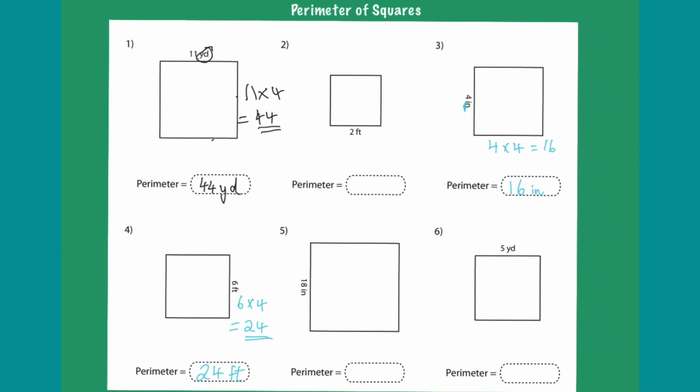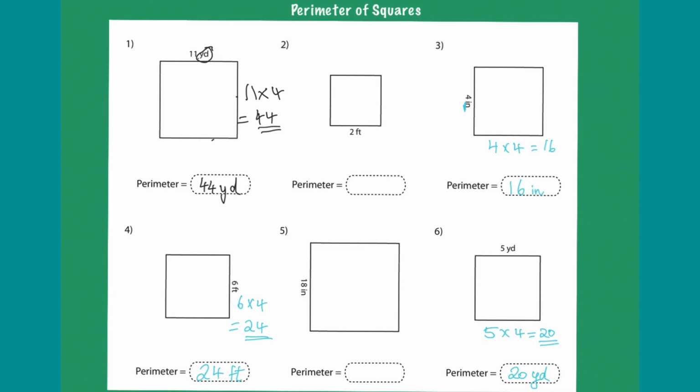All right, so all you have to do is 5 times 4, which gives me 20. So my final answer is 20 yards.